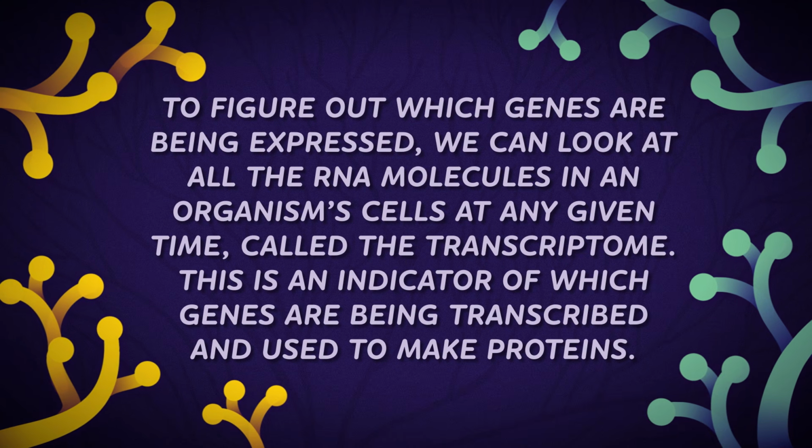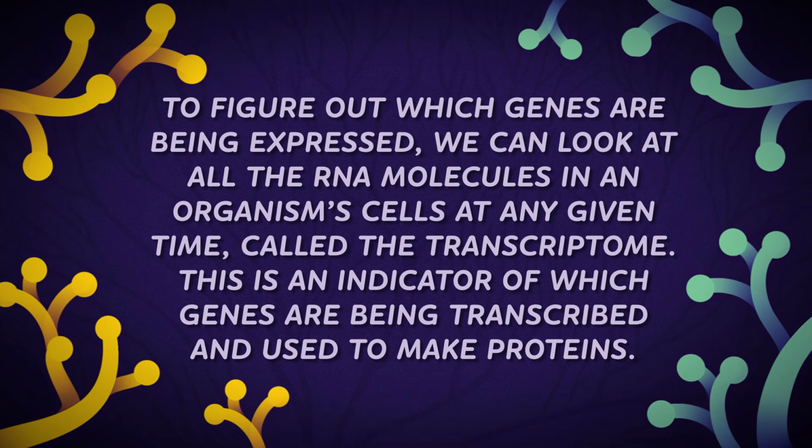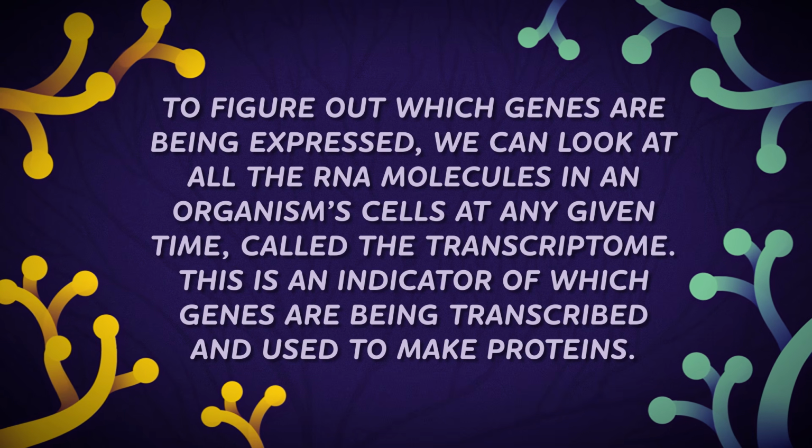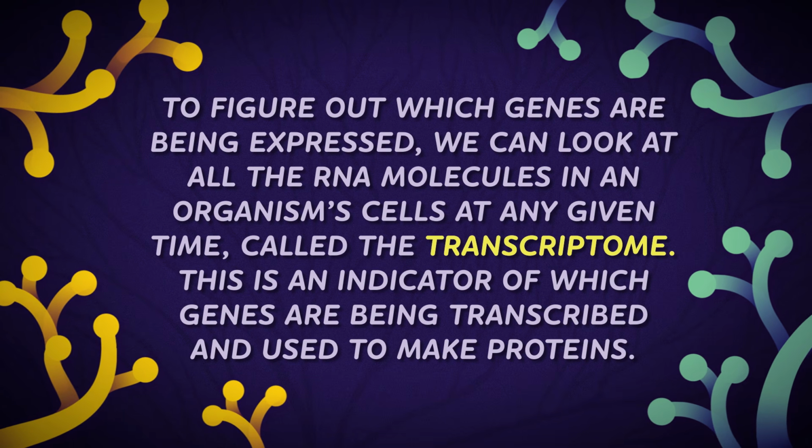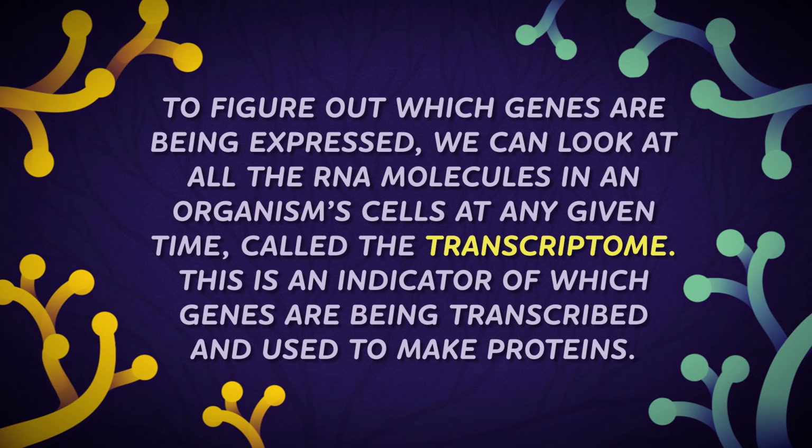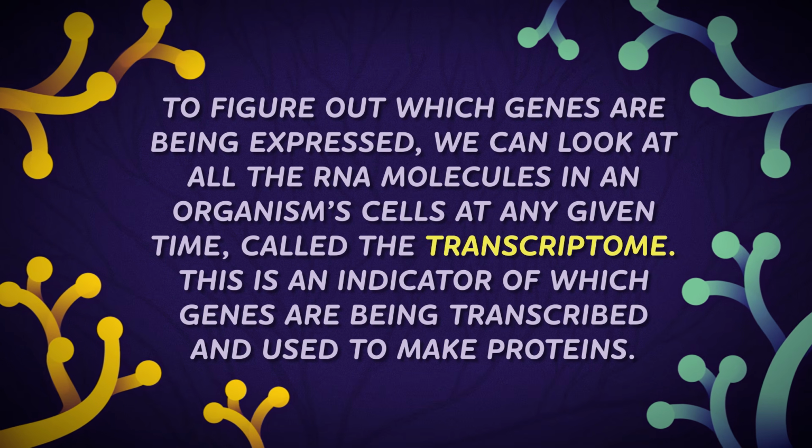Bioinformatics can also help us sort through which genes are being expressed or turned on in an organism. You see, while some genes may be present, only the ones that are expressed result in protein production that impacts the organism. To figure out which genes are being expressed, we can look at all the RNA molecules in an organism's cells at any given time, called the transcriptome. Now, this is an indicator of which genes are being transcribed and used to make proteins.